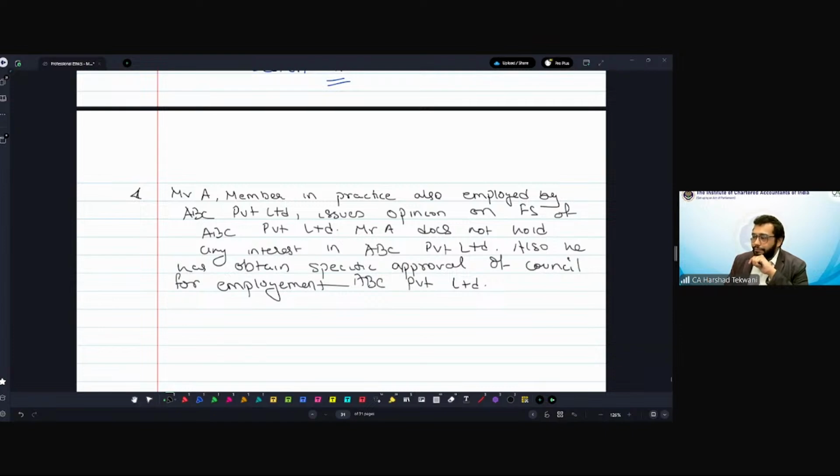Okay. Anyone else? Sir, again, he is not eligible to be appointed to express opinion on financial statements where he is employed. So clause is attracted. Okay.